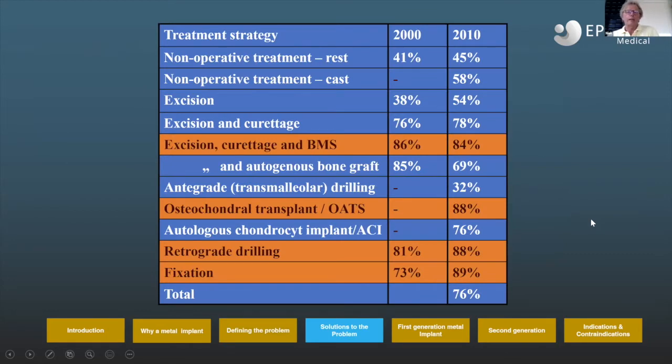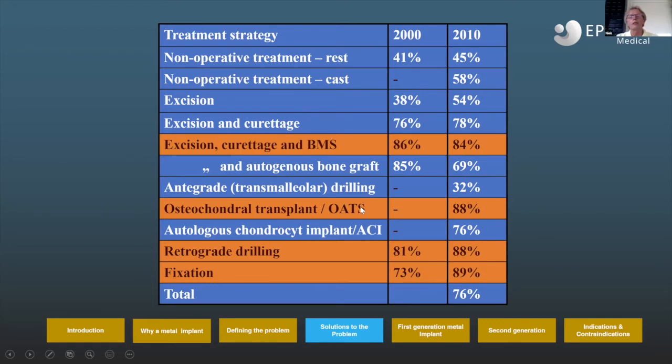And when we look at the treatments that we have, and this is from a publication that we did in 2010, we looked at all the treatments that we have for localized defects. And the interesting thing is that the 4 treatments that have the highest percentage of good and excellent results are the treatments that not just treat the cartilage, but also the bone.